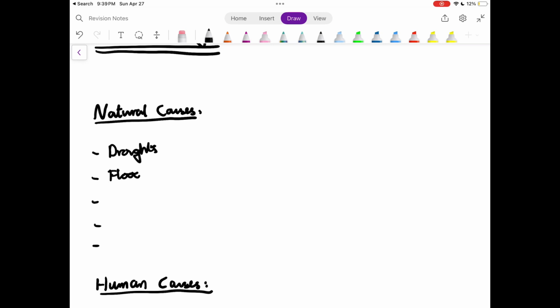Floods can also waterlog the soils, and some crops may not be able to survive in such conditions. Tropical storms can also cause food shortages, as well as pests and diseases.